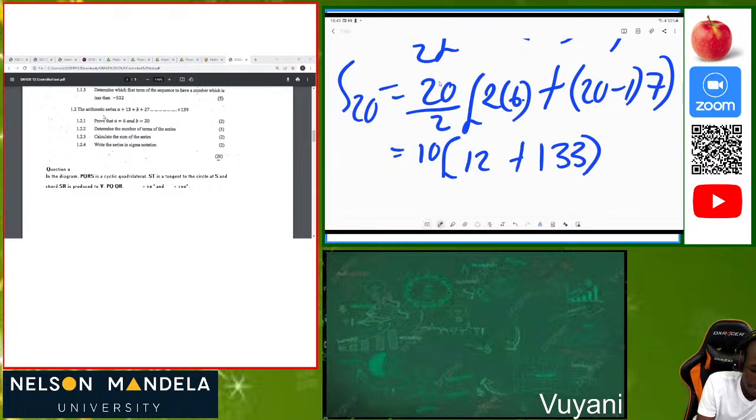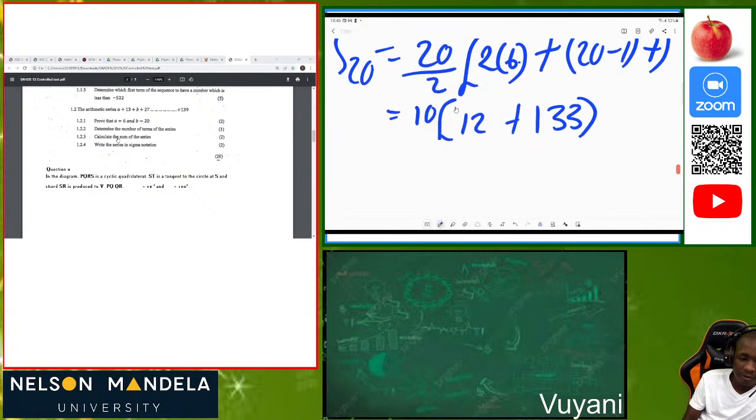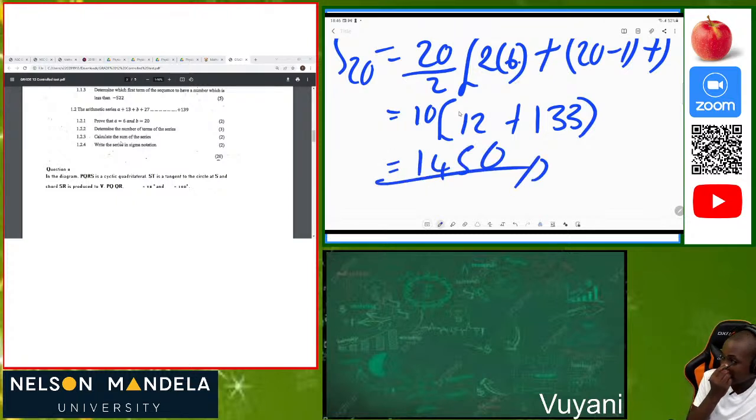133 plus 12. Then you have 133 plus 12. You know that's 145. 145 times 10 is 1450. So that's our answer. That's the sum of all the terms in the sequence.